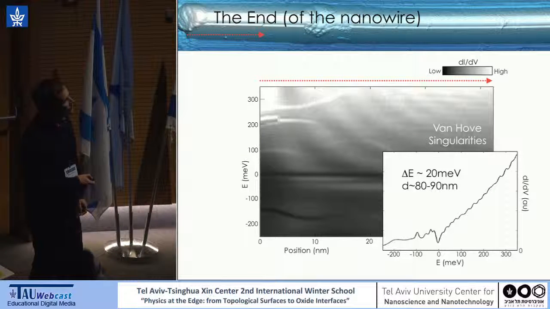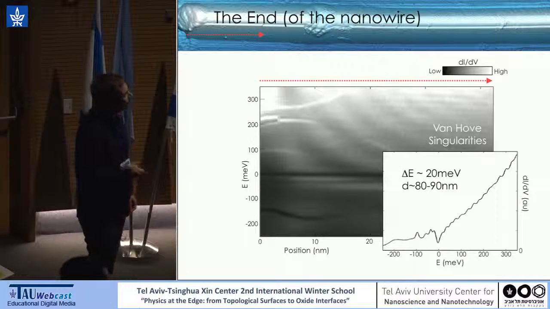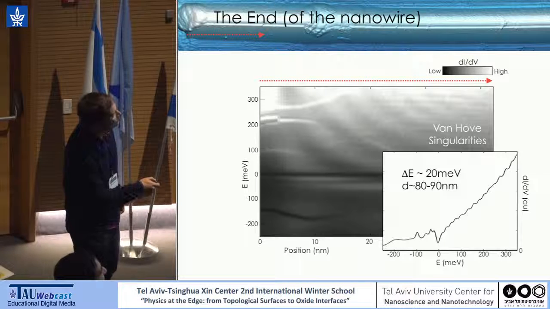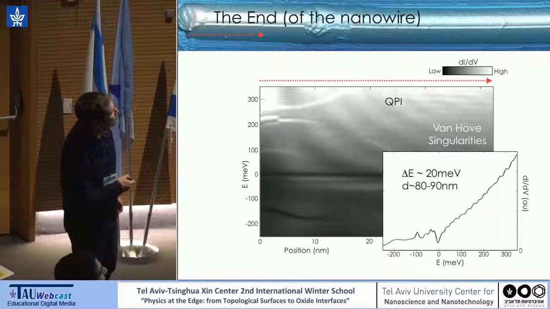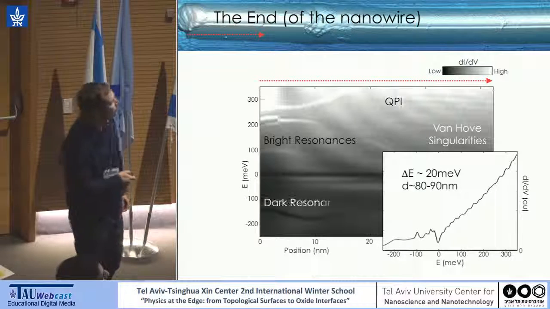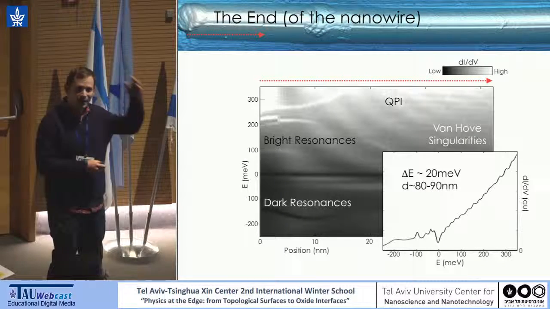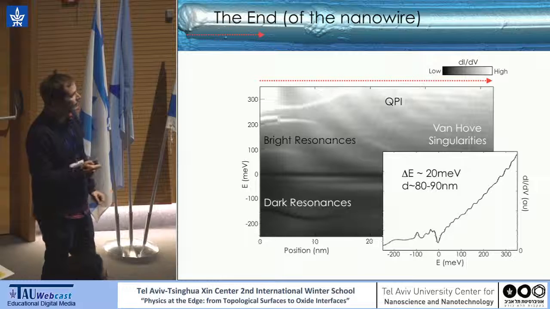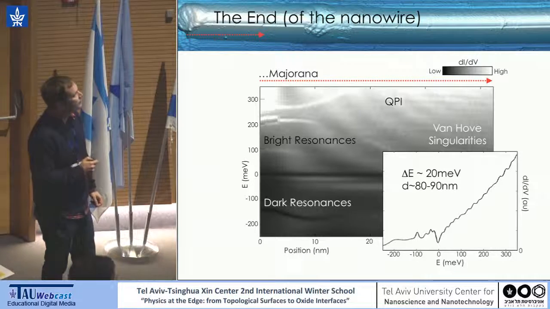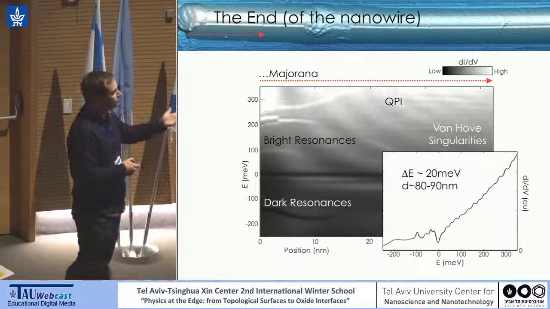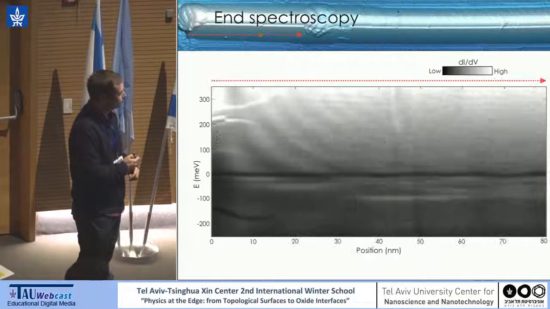So we see van Hove singularities. Again, if we average the spectrum, we see them in the point spectrum. Then we see a very clear standing wave pattern, relative to what we saw in the center. And then we see these bright and dark resonances at the very end of the nanowire. I will try to explain the physics involved in these different features. And of course, this is also where the Majorana would reside once we render it superconducting and apply magnetism.